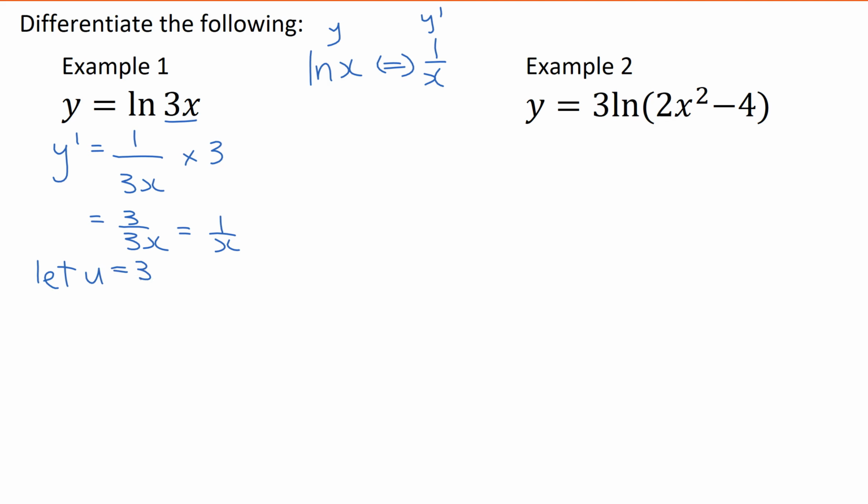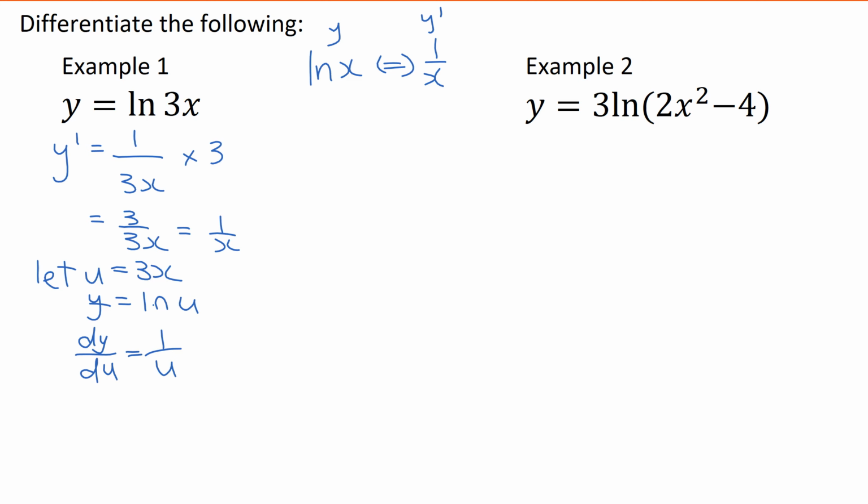In other words, let u equal 3x, okay? So y is log of u. Happy with that? So far what I've done is I've just said let u be this part here, and so y is actually natural log of u. So when I differentiate y with respect to u, that's what dy by du means, from our formula sheet, that's just 1 over u, is it not?